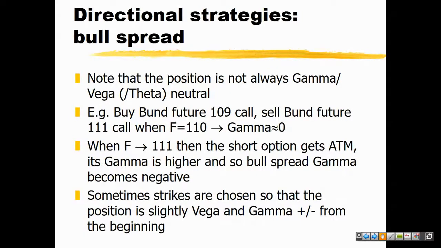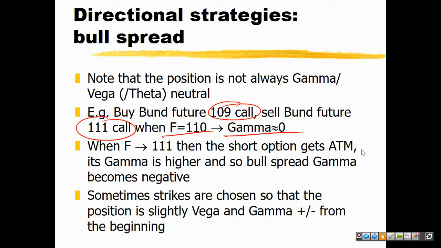So here, what you have is just a simpler slide in which I'm just pointing out that the position is not always gamma or Vega theta neutral. So, for instance, if you buy the 109 call, sell the 111 call, when the future is 110, then gamma is 0. But if the future moves up, then the short option becomes at the money, so gamma is positive or negative, and the same happens when the future drops. If you have in mind the table that we just built, that's of course far, far better, okay? So the table is the full development of what here is synthesized quite crudely.